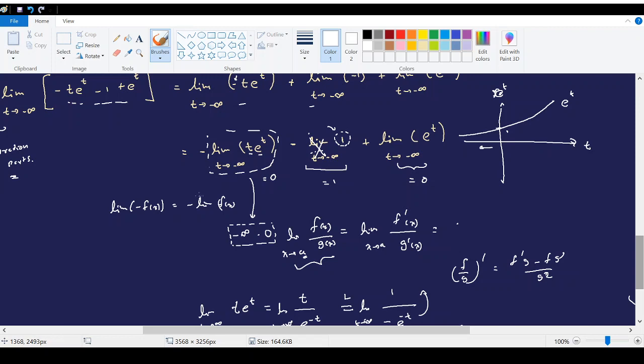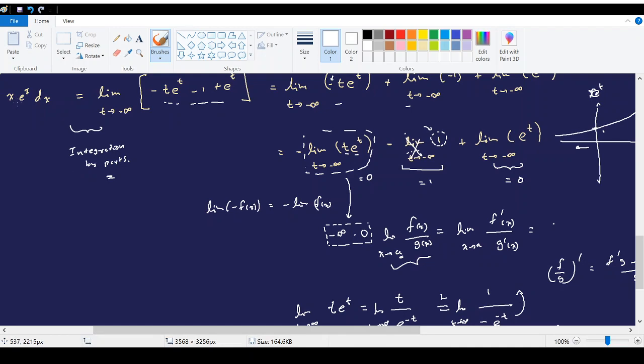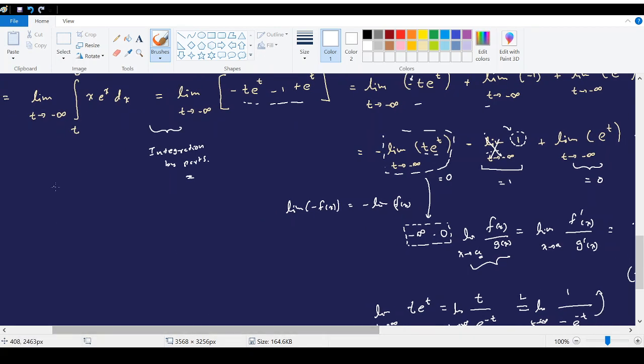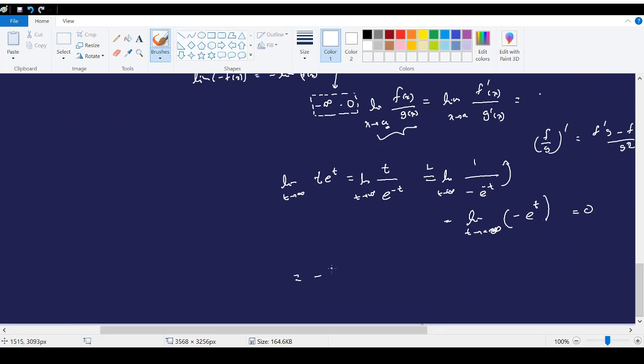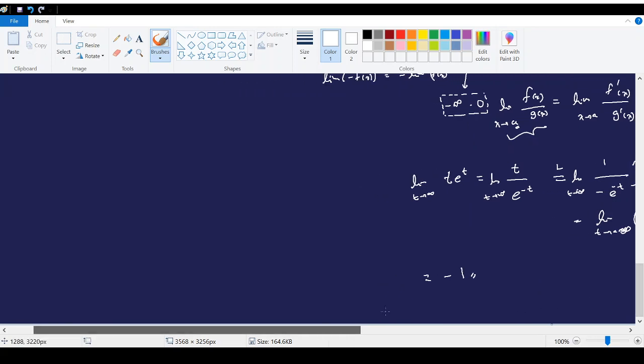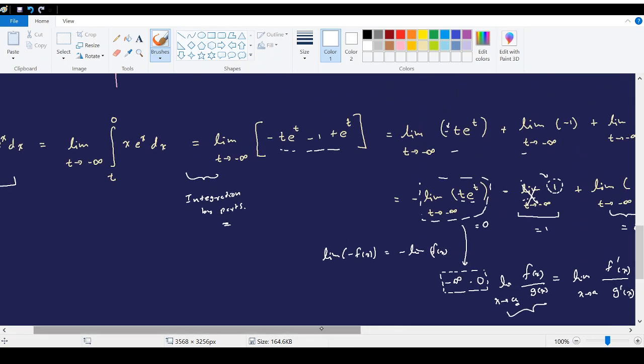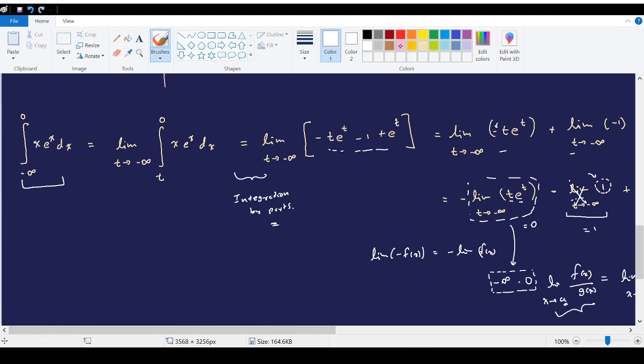In other words, our improper integral will be equal to 0 minus 1 plus 0, which is equal to negative 1. And since this is a finite number, we can conclude that our improper integral is convergent. So this is also convergent.